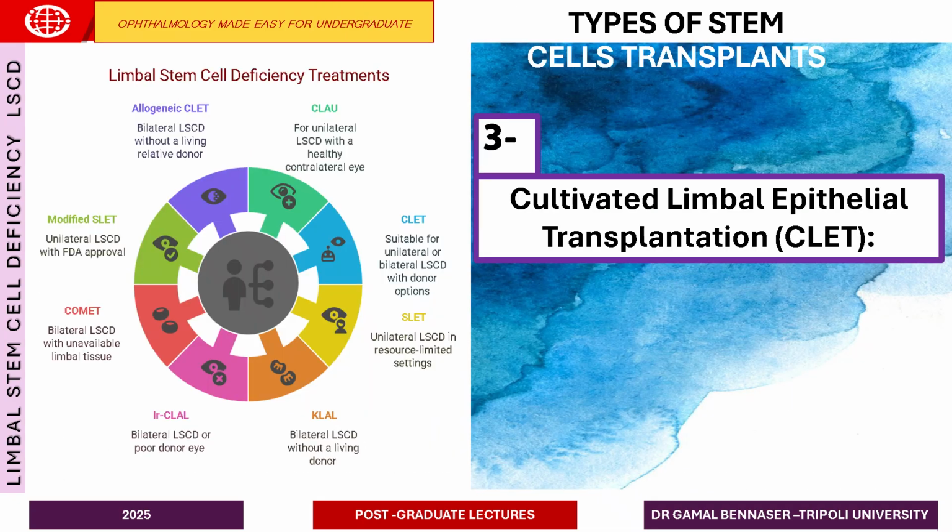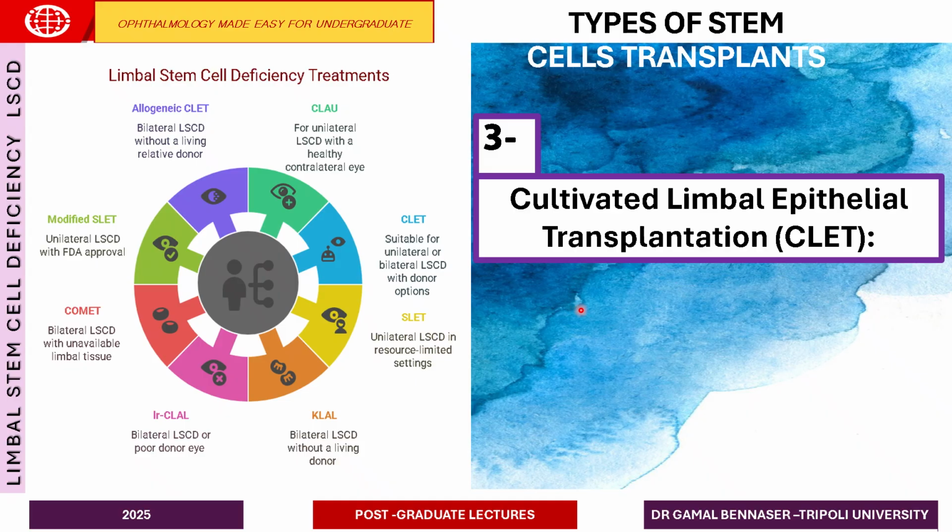Now we come to the third type of the limbal stem cell transplants, which is the CLET, which stands for Cultivated Limbal Epithelial Transplant. And as the name implies, that's cultivated stem cells. That is, the sample of the limbal stem cells, before being transplanted to the recipient eye, is grown in a laboratory culture, which is known as ex vivo stem cell expansion. I will explain about this.